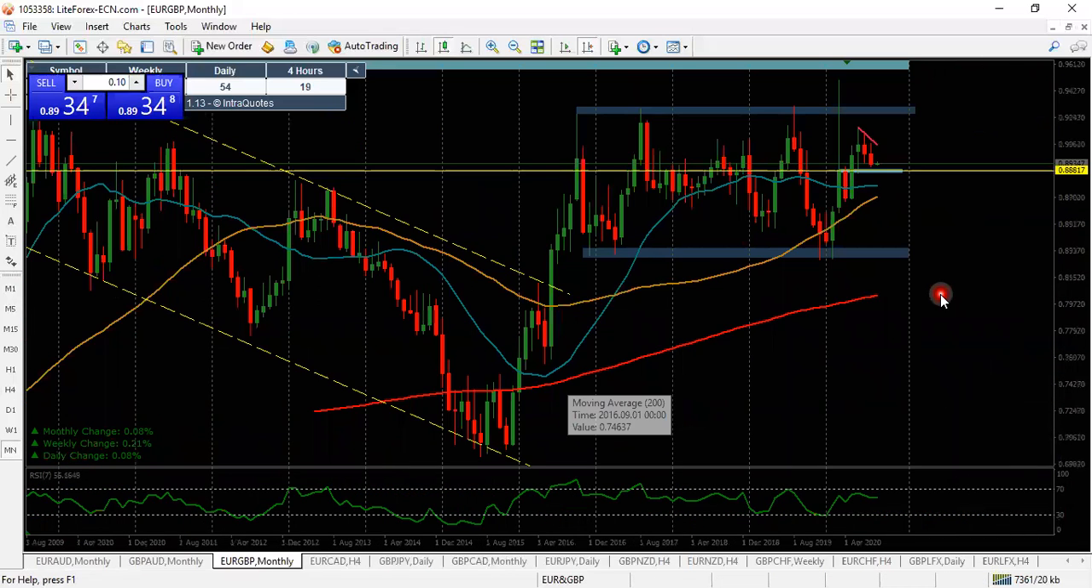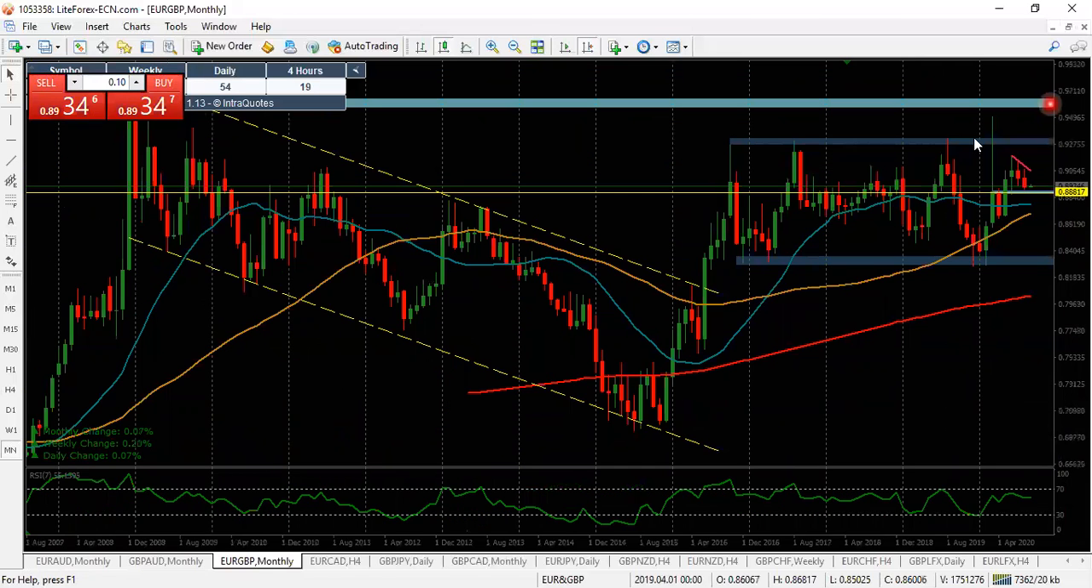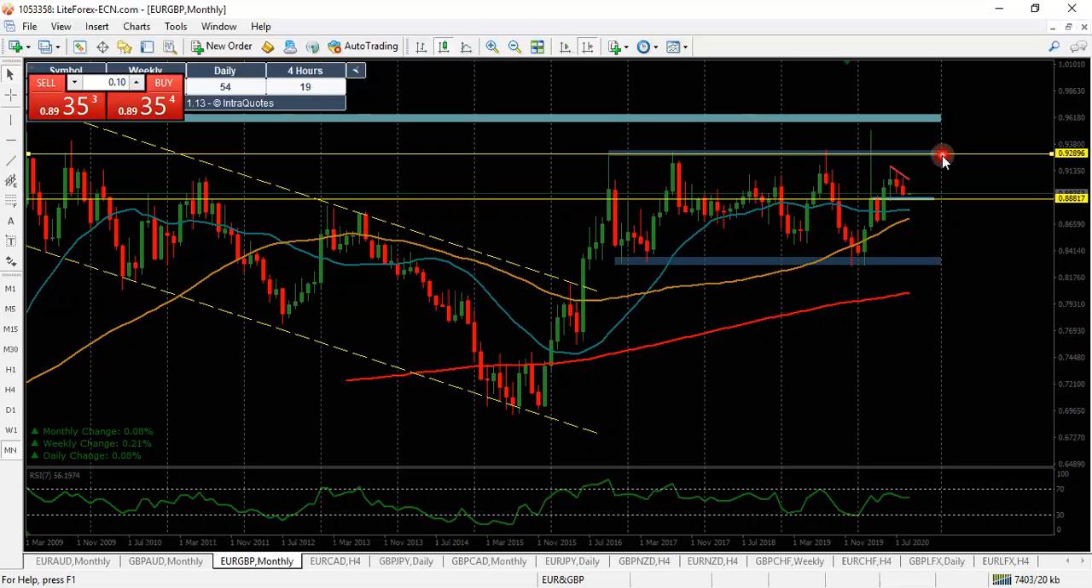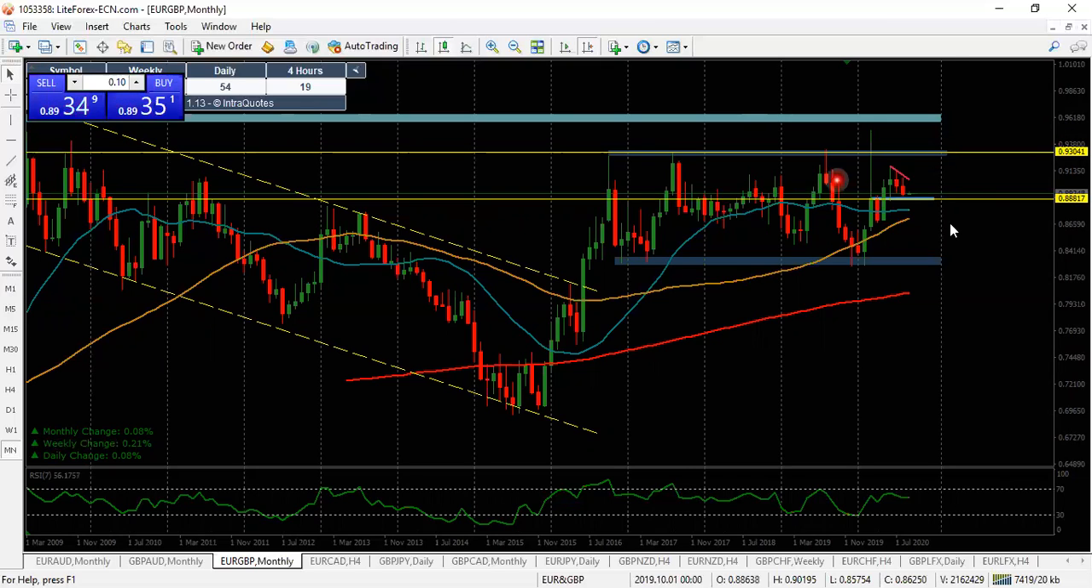For Euro GBP, we expect a rally one more time into testing the structure here. A test of this zone would be really awesome. The 0.92, 0.93, this would be a very awesome zone to see the market coming to test. 0.93 would be awesome, because definitely I expect to see a rise from this point.